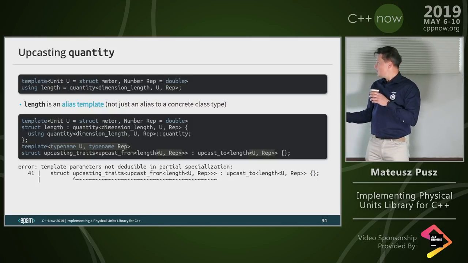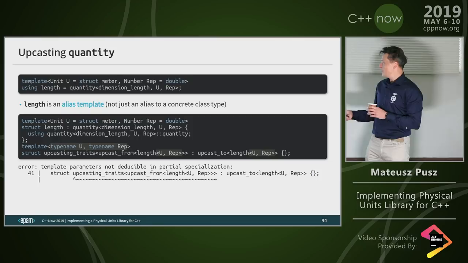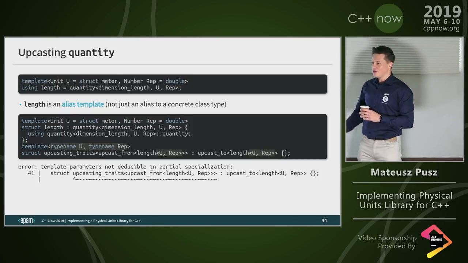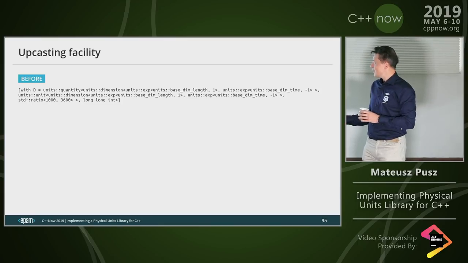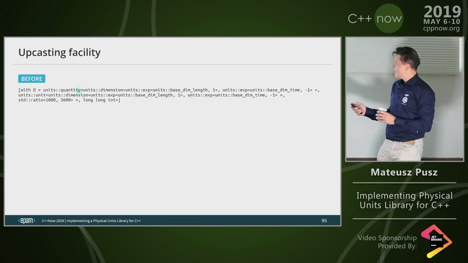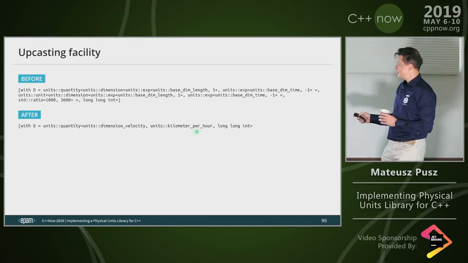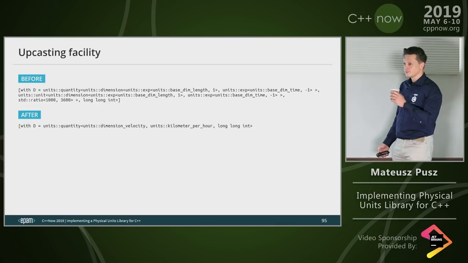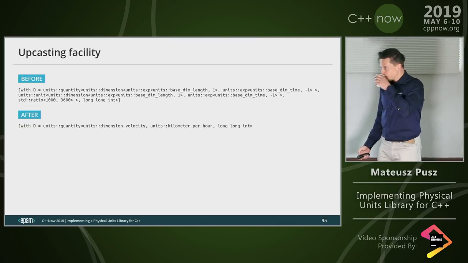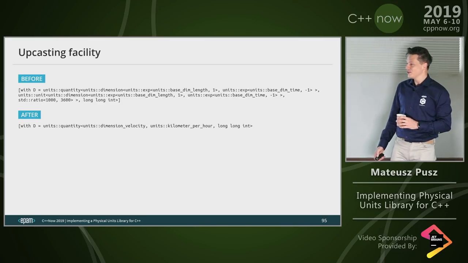Yeah, so actually for those dimensions and units, we'll have only a few, maybe 50, 60 of them. But if you put it for every quantity of every representation with every possible unit there, we'll have hundreds of those specializations. And it may influence the compile time. So before with an alias, we had this one. After, with upcasting traits, we have this one, saying that D is a quantity of dimension velocity, kilometer per hour, long int. And I think it's quite good. I think it's worth doing this upcasting traits for everything, and if you would know how to automate this, it would be great.